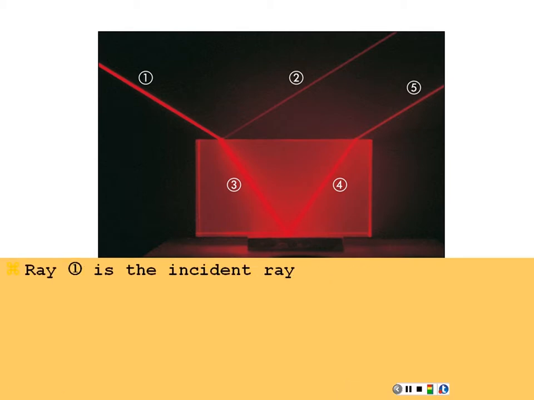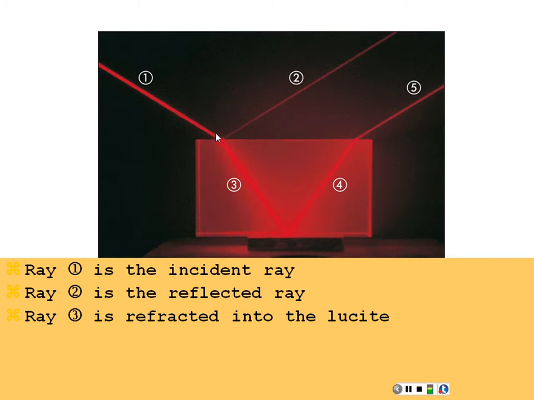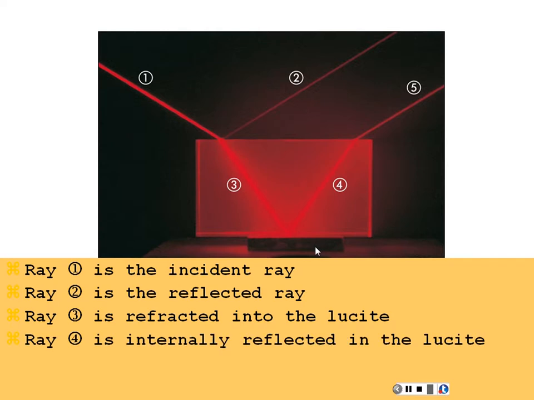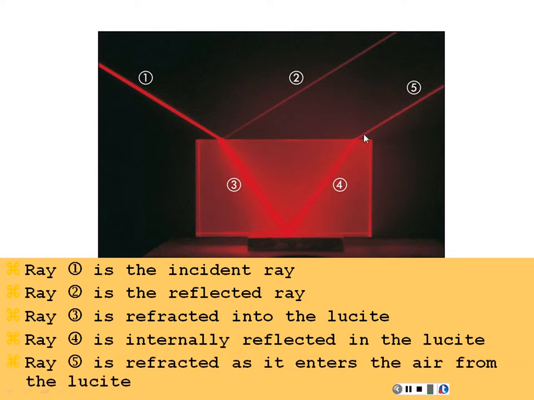Here's an example of rays. We have an incident ray, ray 1, coming into this lucite, and part of that ray is reflected as ray number 2, and part of it is refracted into the lucite and bent inward. Then we have ray 4 that's internally reflected off the other edge of the lucite, and then as it's coming back up, it is refracted away as ray number 5. And we'll learn later, if we do some geometric analysis of this, we can see that ray 2 and ray 5 are actually parallel as they come out.